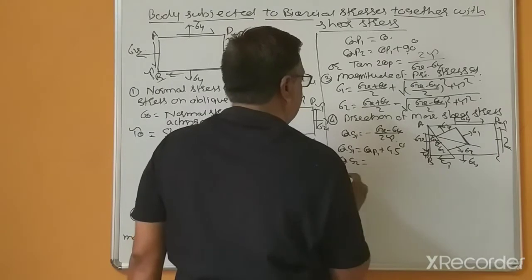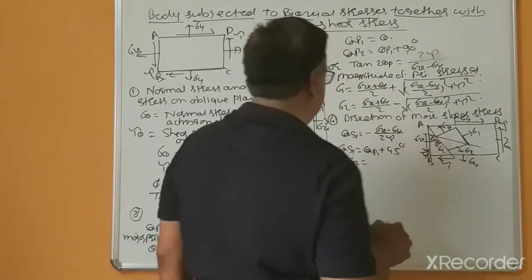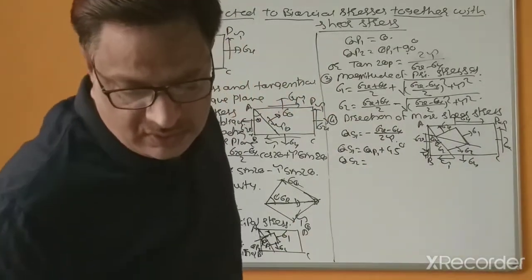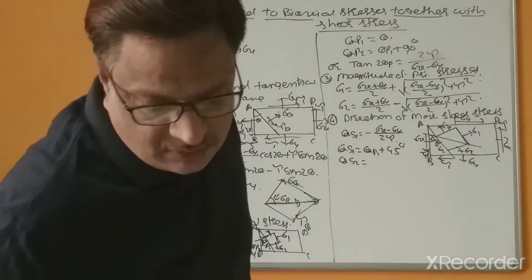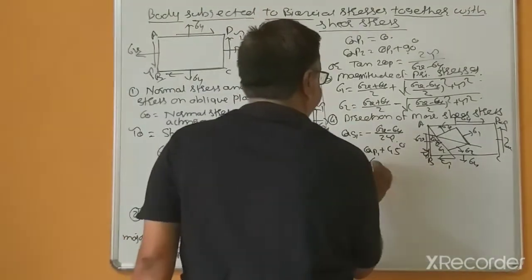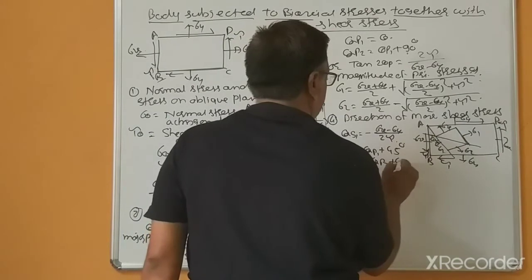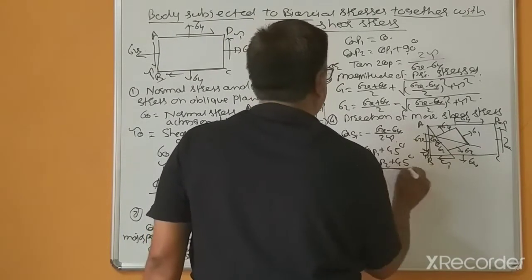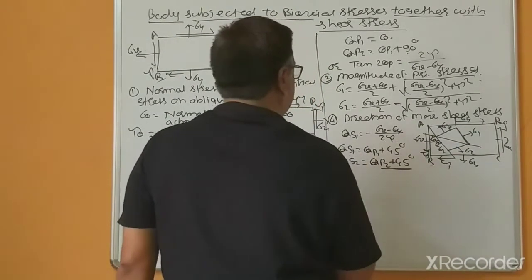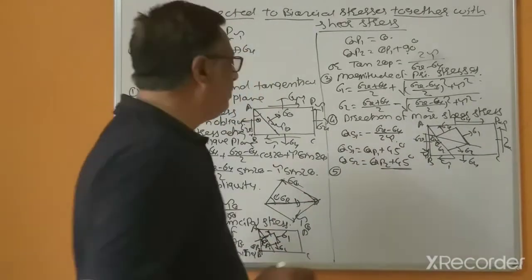And this is equal to theta S2, which is theta P2 plus 45.